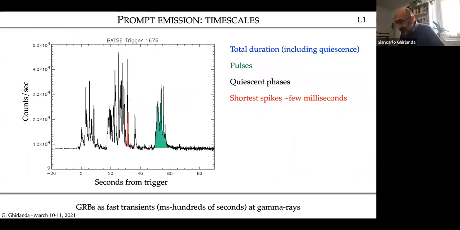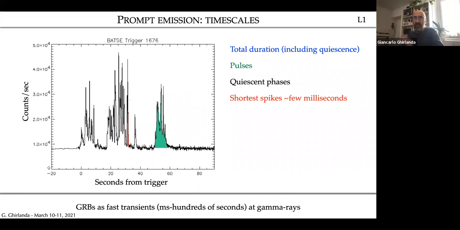Okay, so let's start smoothly with a bit more detailed description of the prompt emission of a GRB. Here I show you one example in order to let you see, within this light curve of the prompt emission, counts as a function of time, the fact that different time scales coexist.